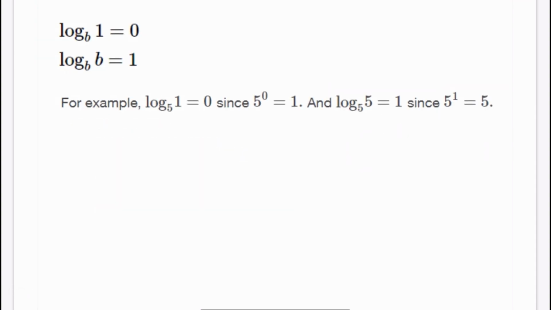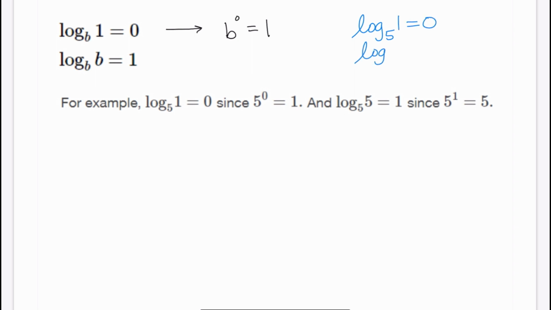A few things to keep in mind. The log base b of 1 is equal to 0. This should make sense because this means that b to the 0 power equals 1. And as you know, any number raised to the 0 power is equal to 1. So if you're ever asked to find the log base 5 of 1, you know that's 0.